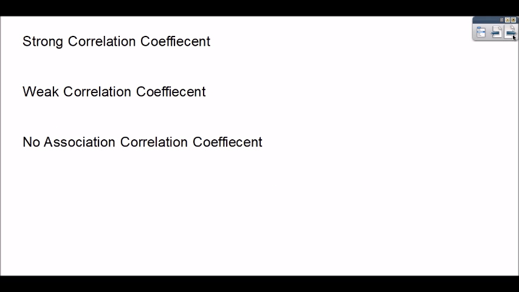So what's a strong correlation coefficient? That would mean that R is greater than or equal to 0.8. That means that 80% of the time when I predict your height, I'm right or better. So anything that's 80% or better we consider strong.